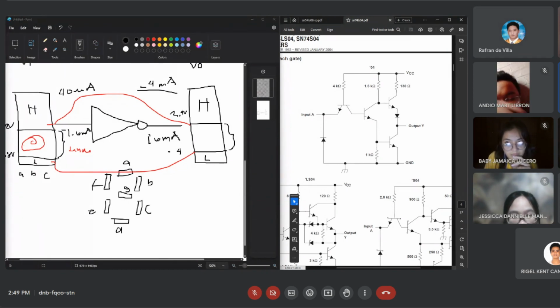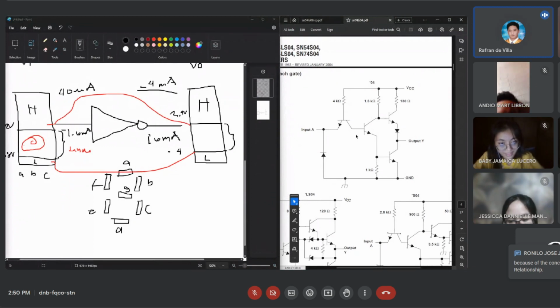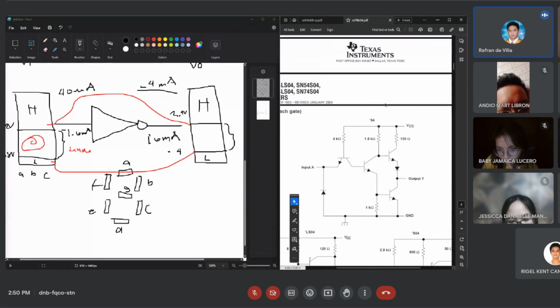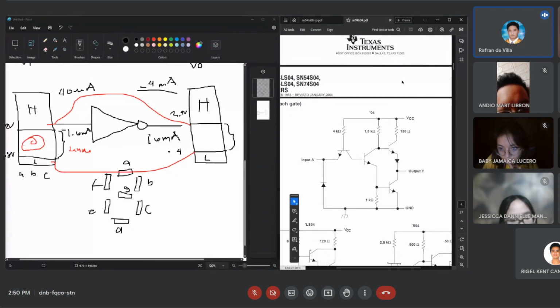Sir, what I noticed is that the P channel MOSFET is connected to the voltage, and the N channel MOSFET is connected to ground. Sir, above your cursor. What symbol is this, guys? It is not a MOSFET. Oh, it is a BJT. So this is a BJT, guys, not a MOSFET.